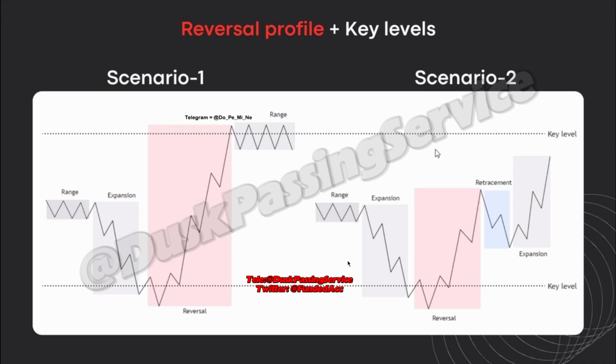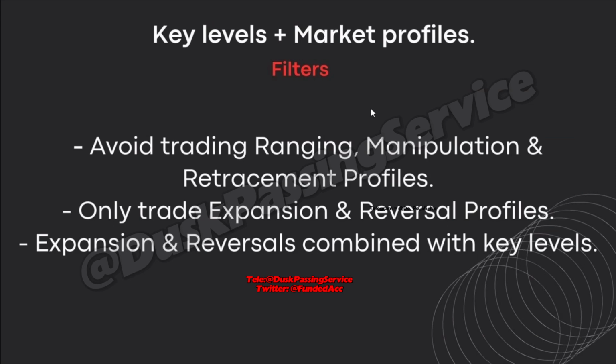Similarly, in scenario 2, a reversal profile ends without testing a key level. In that case, what are we going to expect? We're going to expect a retracement profile to form, because a key level hasn't been tested yet, and the draw on liquidity is still in play and still above, which is the key level above. We're going to expect first a retracement profile and then an expansion higher again, right? So these were the combinations and outcomes we can have when integrating reversal profiles and key levels.